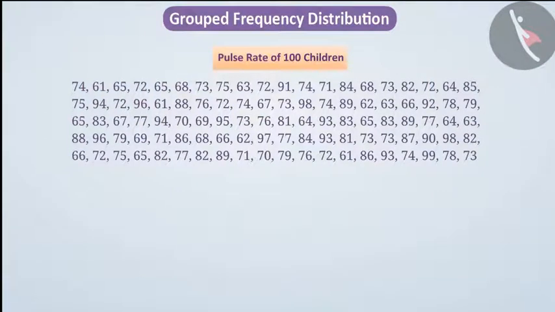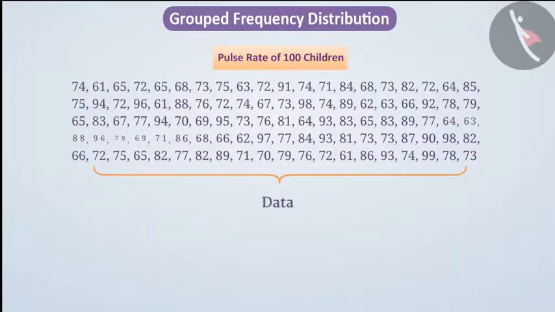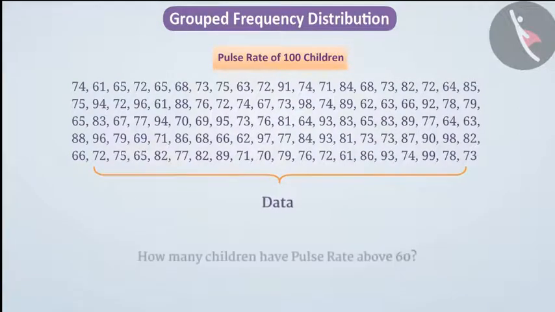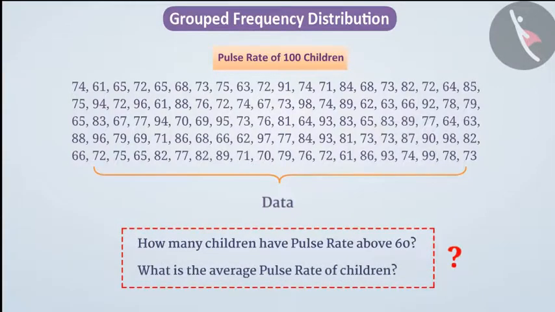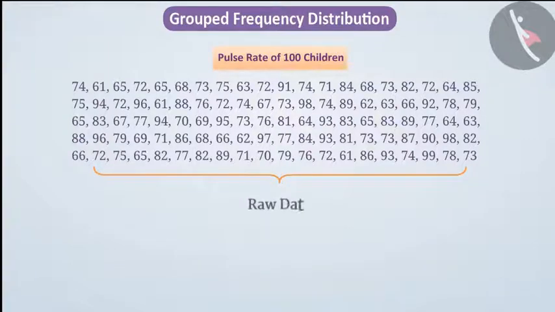obtained. The numbers collected for any information is called data. But it is not easy to get information from this data easily or draw any conclusions. Such data is called raw data. To understand them, we can arrange them in ascending order or descending order.